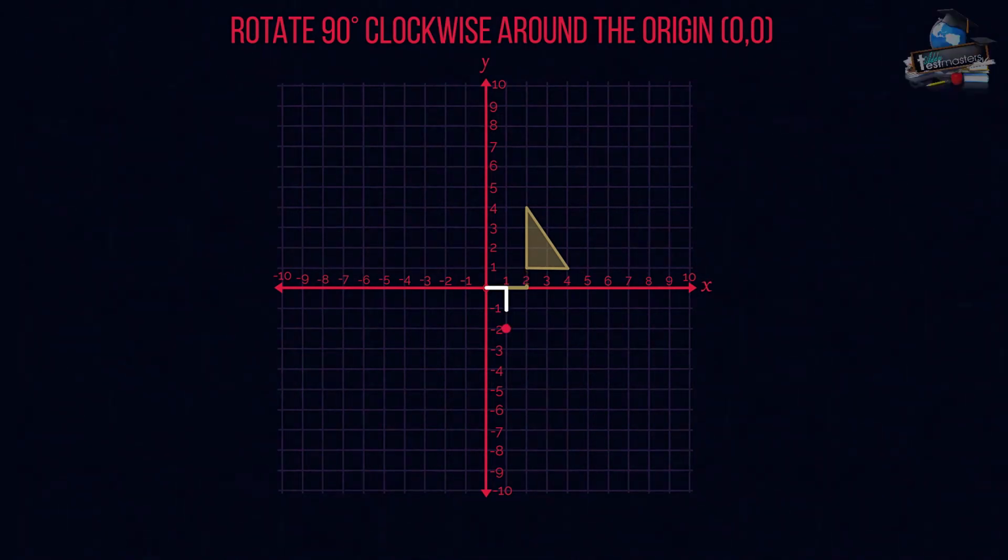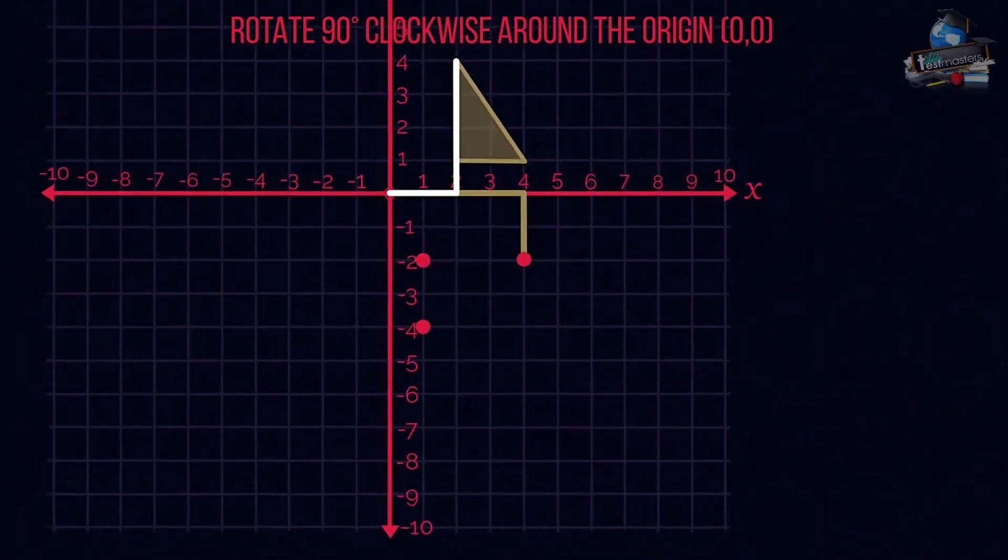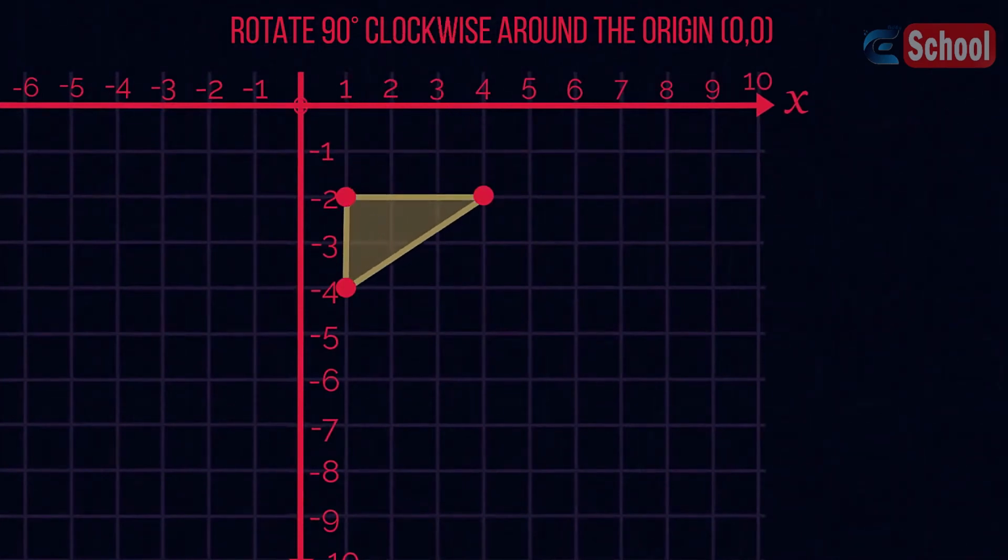And then do the same for the other 2 corners. So 4 along and 1 up becomes 1 along and 4 down. And 2 along and 4 up becomes 4 along and 2 down. We have our triangle, so join up the points.